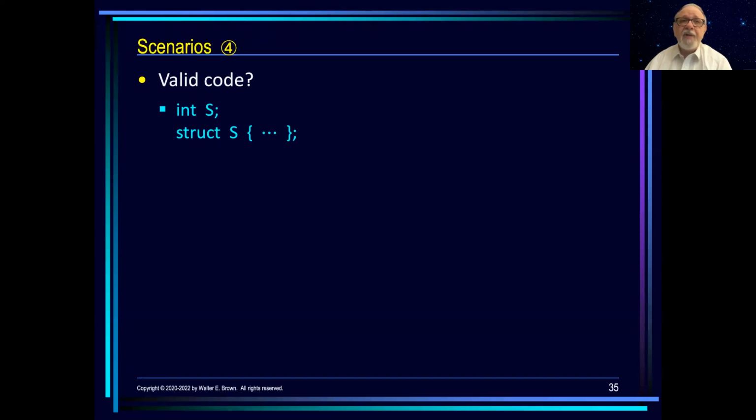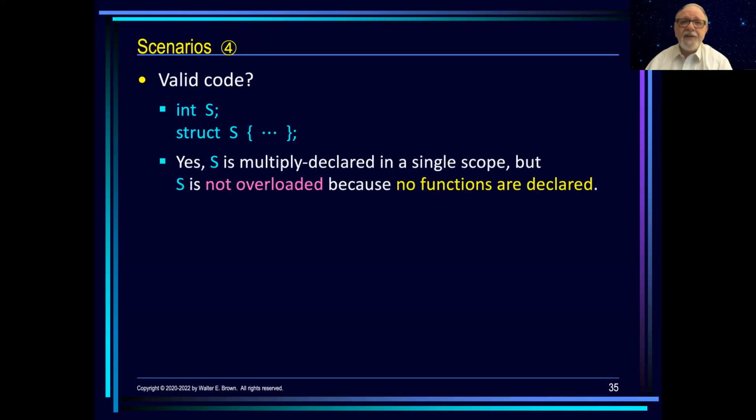Now, I must tell you that I wish the answer were no, but it is valid code. Even though the identifier capital S is multiply declared in a single scope, this is not considered overloading. There are no functions declared here. Overloading in C++ only admits function declarations and declarations of function templates. We have neither of those here. So this is not an overloaded scenario.